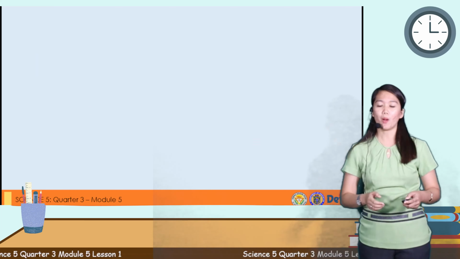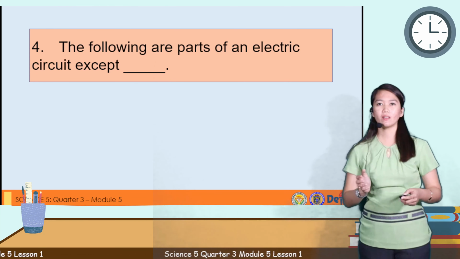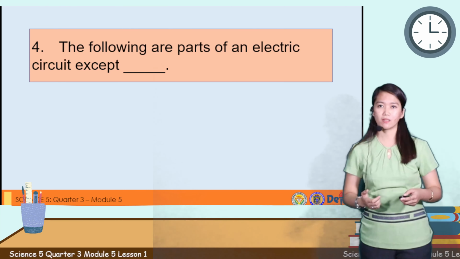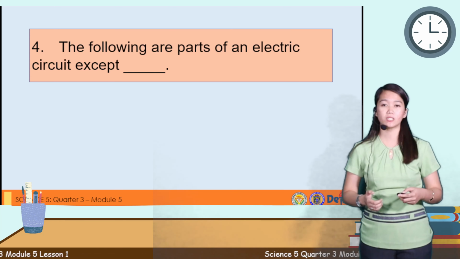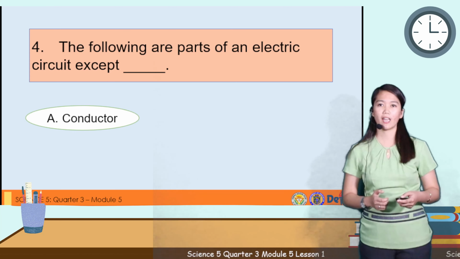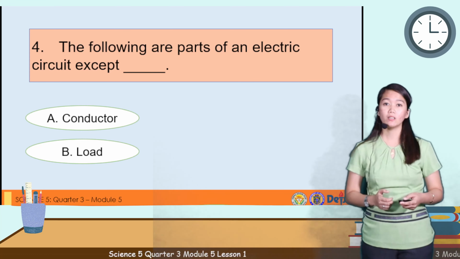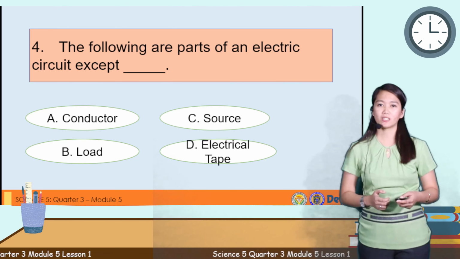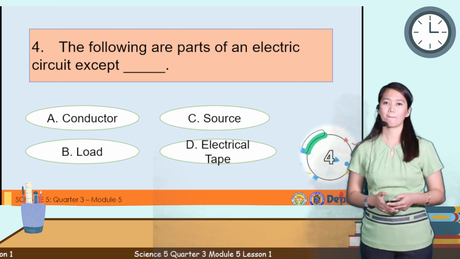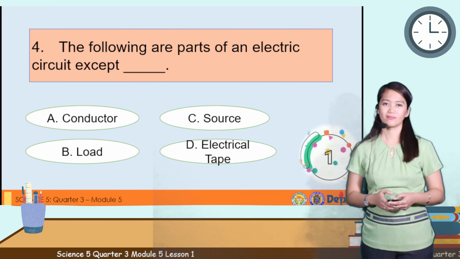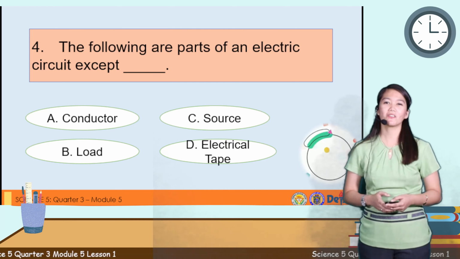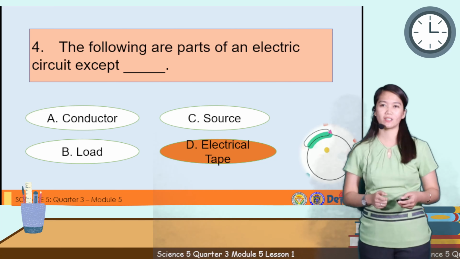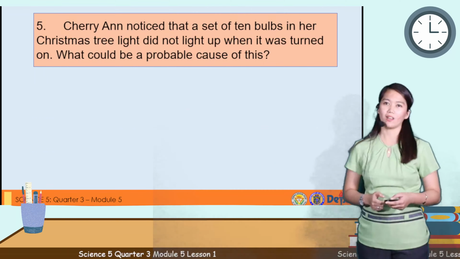Okay, so number 4. The following are parts of an electric circuit except blank. I repeat, the following are parts of an electric circuit except blank. Is it letter A, conductor? B, load? C, source? Or is it letter D, electrical tape? And your time starts now. Okay, the correct answer is letter D, electrical tape. Very good, learners.